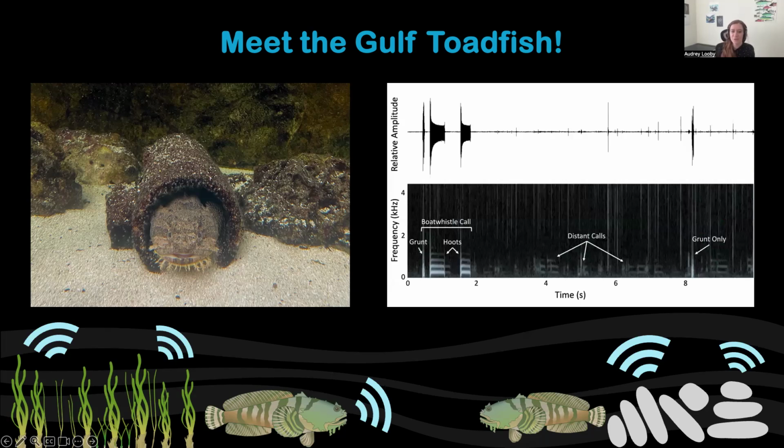And this is because Gulf toadfish are great singers. Male Gulf toadfish produce some of the most complex calls among fishes, made up of one or multiple grunts, followed by one or multiple hoots. So here's what they sound like.